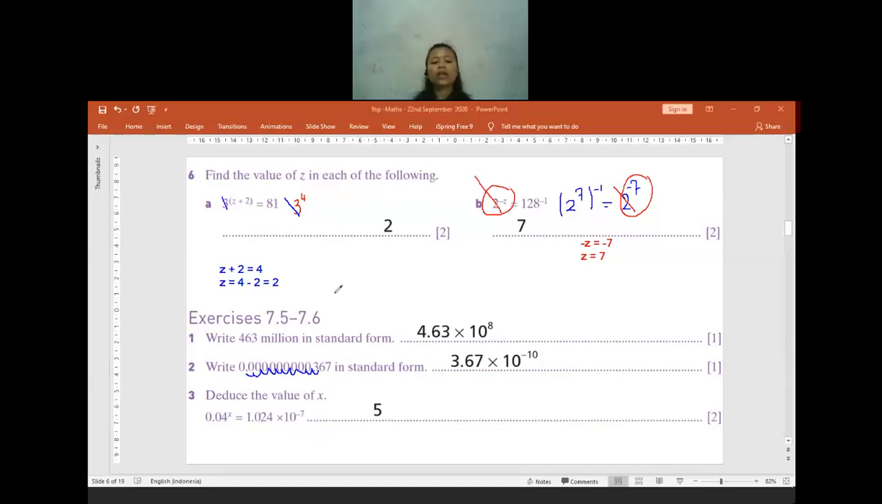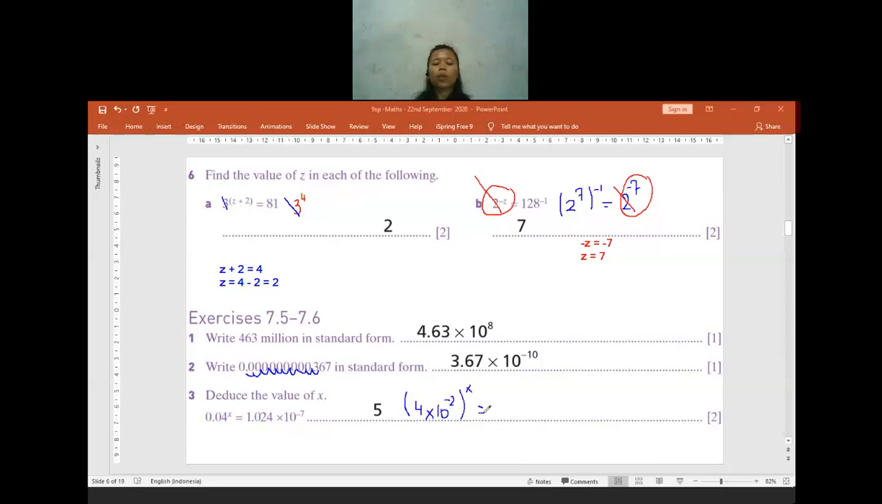Deduce the value of x. If you get confused in here, maybe it will be easier if you change it into a normal number first. I don't know if my method will be easier or more confusing for you. The 0.04 in here, everything I change into standard form. So I make it 4 times 10 to the power of negative 2, and then I put a bracket to the power of x.